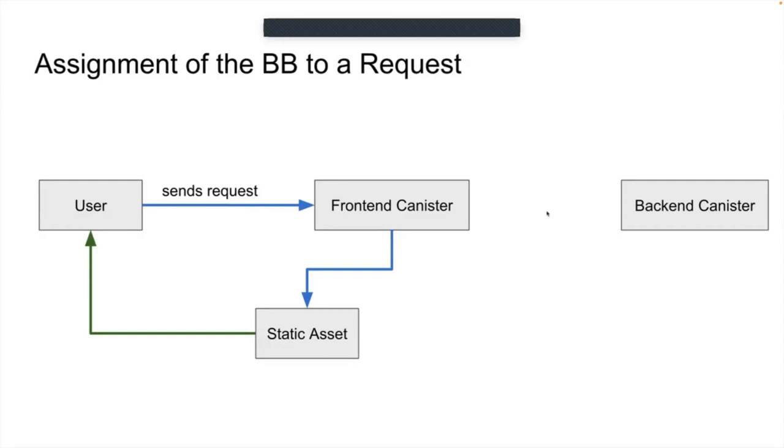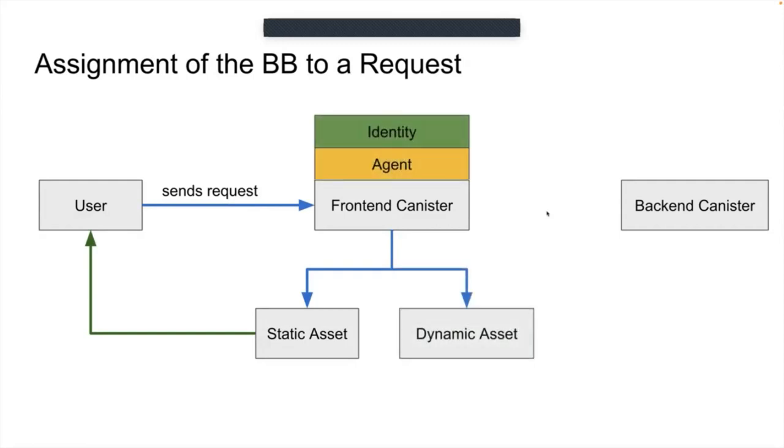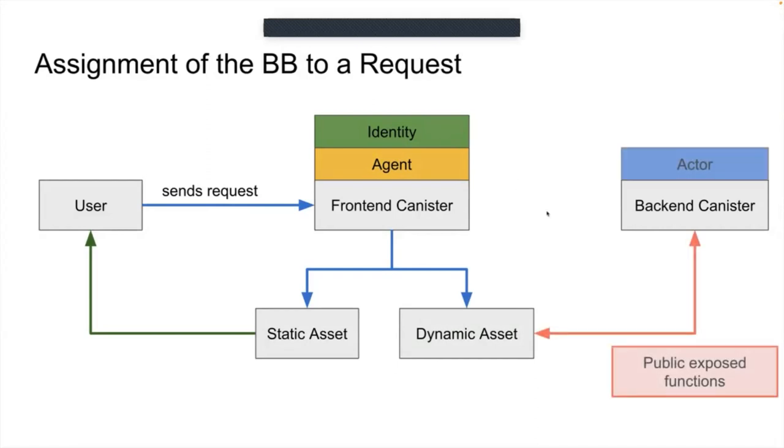In the second scenario, the front-end canister can also request some data from a back-end Motoko canister. In this case, we can speak of dynamic content. For example, in a traditional web application, you would request at this point some data from a REST API. But in our case, we want to query or update some data from a Motoko back-end canister. And this is where the identity and agent building blocks come into play. The JavaScript agent calls the publicly exposed function from the actor and receives some data, which can be used in the front-end application and later delivered back to the user's browser.